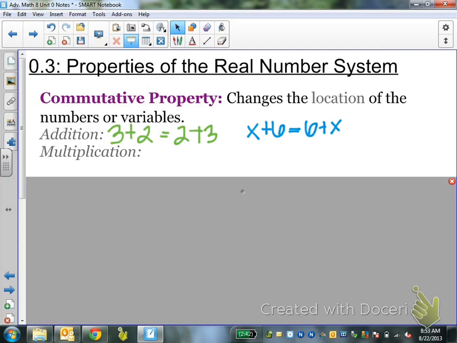Let's look at multiplication. With multiplication, commutative property would be something like 5 times 7 is the same as 7 times 5. Let's think about it. What's 5 times 7? 35. What's 7 times 5? 35. Works for variables too. 3 times x is the same as x times 3. So that is commutative property.